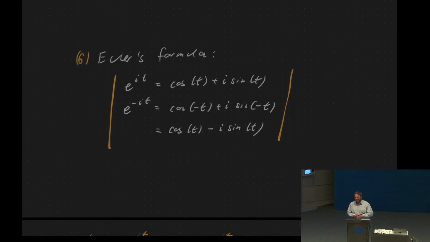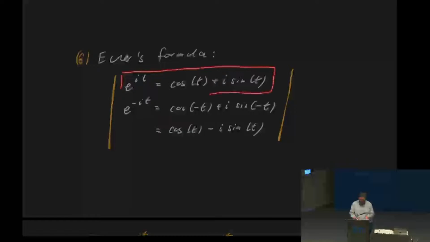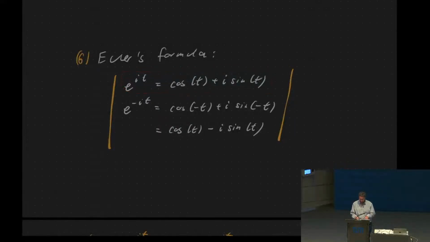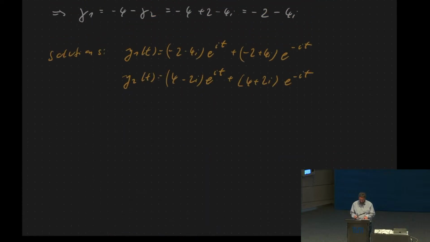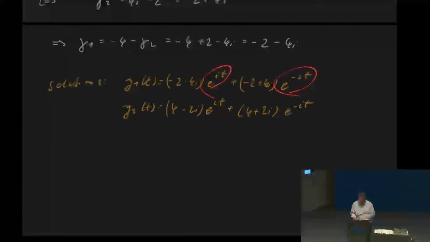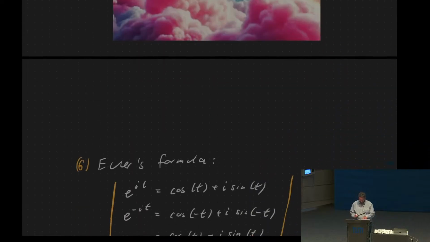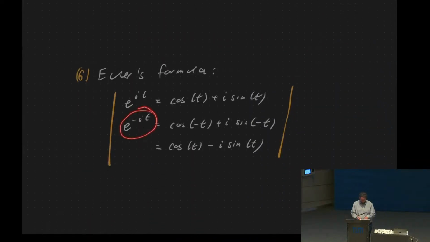And of course, this is where Euler's formula comes to the rescue. You remember that? e to the it is cosine of t plus i sine of t. And we also have e to the minus it in here, right? So here's it, here's minus it, we need those. Of course, you can use the formula as well for e to the minus it, just use minus t instead of t.